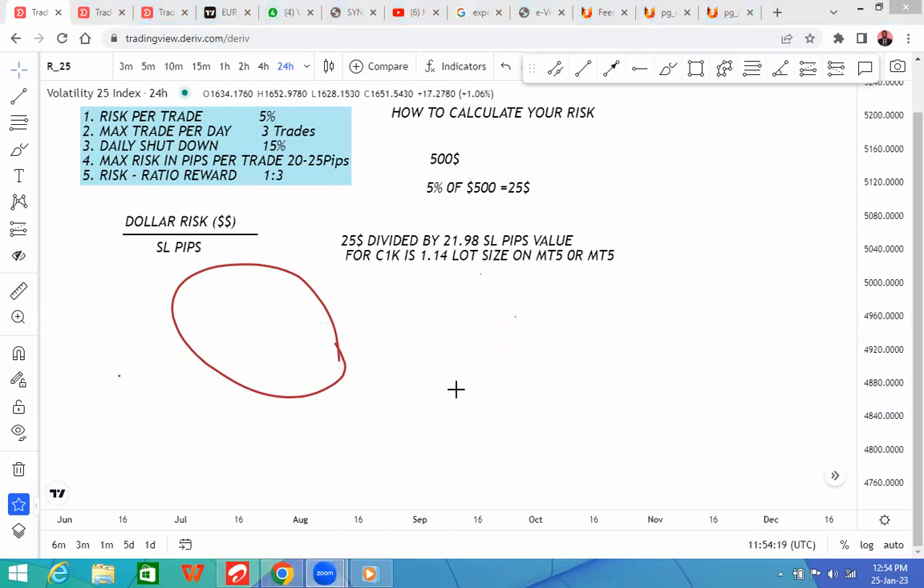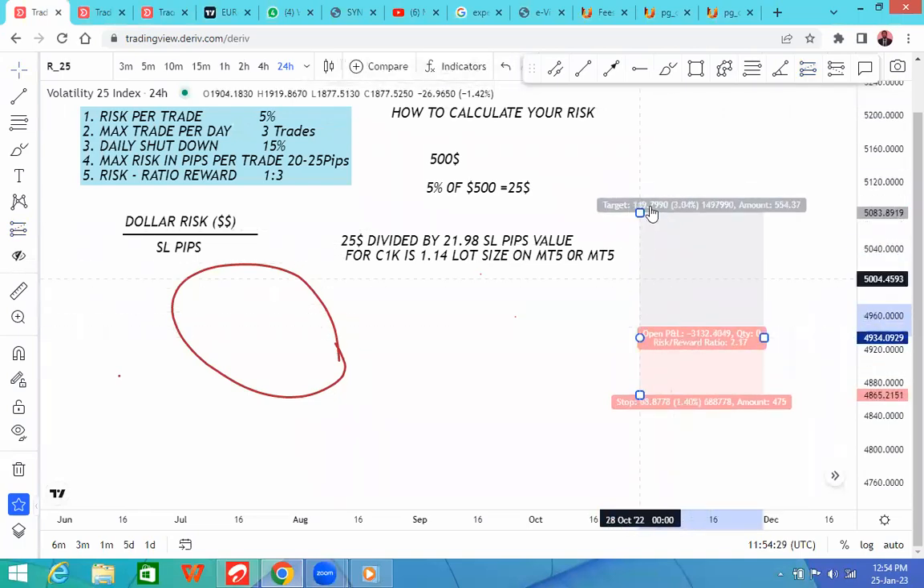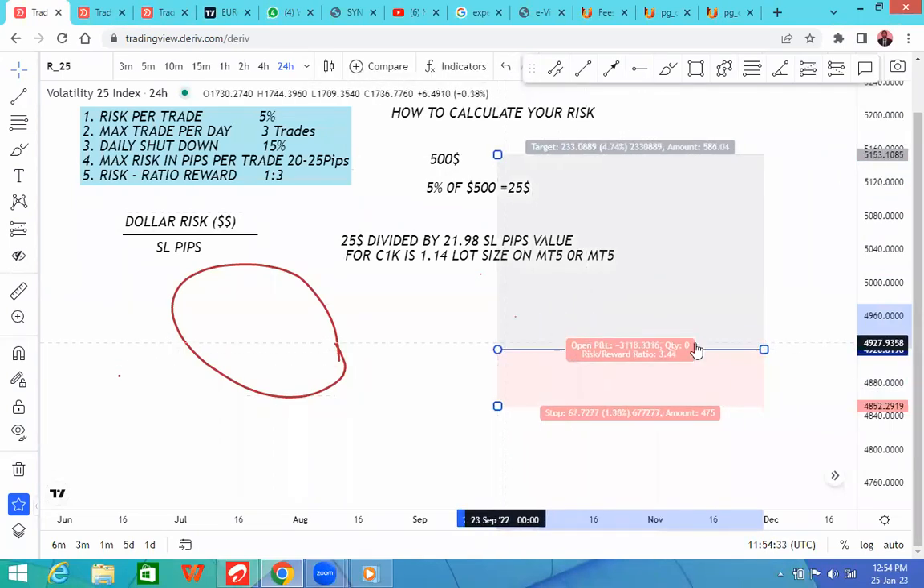How do you get the pips of stop loss before calculating to get your lot size? That's why you need to know how to use the buy and the sell icon. This is the buy icon. You are buying. What this means is that your entry is on this line. Your stop loss is here. And this is your target.